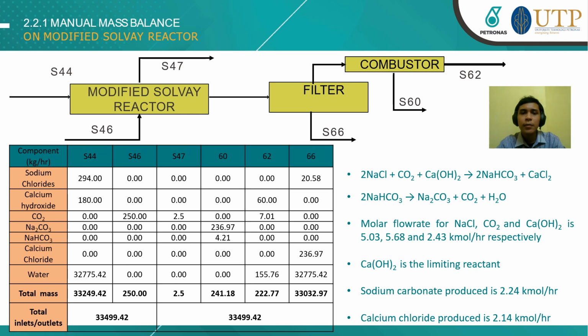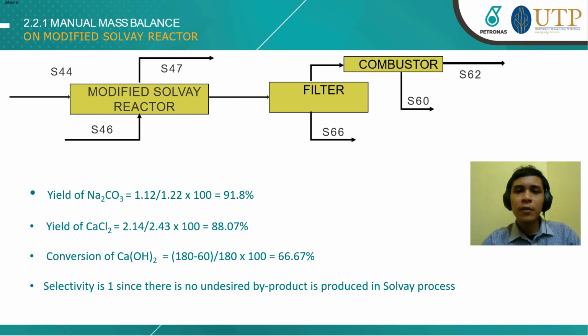Between the three reactants, calcium hydroxide is the limiting reactant, thus the manual calculation will use calcium hydroxide as the reference. Based on the stoichiometric of the chemical formula, the theoretical maximum value of sodium bicarbonate and calcium chloride produced are 1.22 and 2.43 kmol per hour respectively. Since the actual amount of sodium carbonate and calcium chloride produced are 1.12 and 2.14 kmol per hour respectively, the yield for sodium carbonate is 91.8% and for the calcium chloride the yield is 88.07%. In this calculation, it was assumed that only 66.67% of the calcium hydroxide reacted, since there is 60 kg per hour of unreacted calcium hydroxide in the outlet stream.